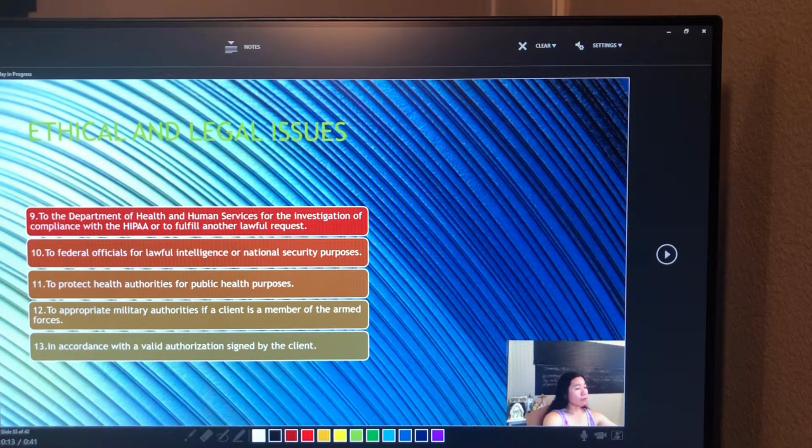To federal officials for lawful intelligence or national security purposes. To public health authorities for public health purposes. To appropriate military authorities if a client is a member of the armed forces. In accordance with a valid authorization signed by the client.